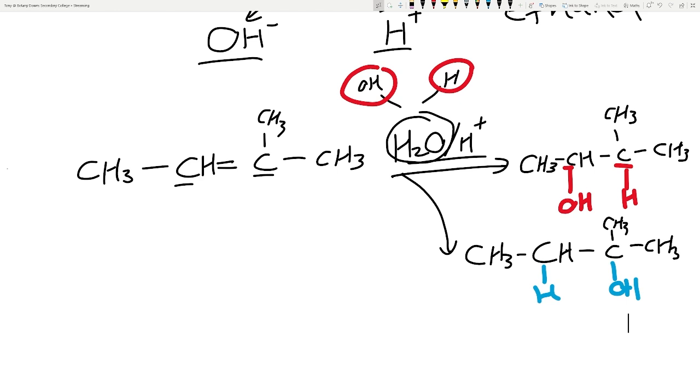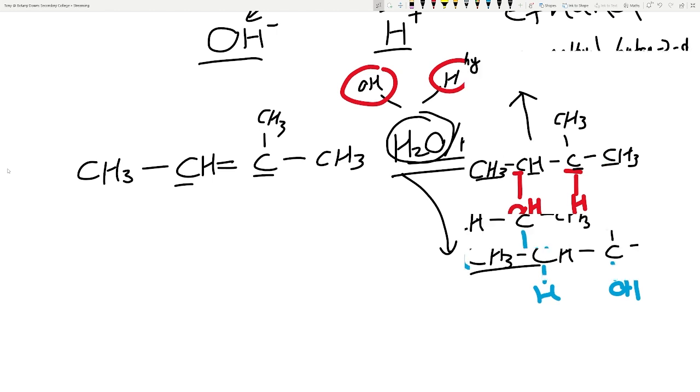So you've got two products. Let's name this one. What's this one called? This is 1, 2, 3, 4. So this is 3-methyl butane 2-ol.